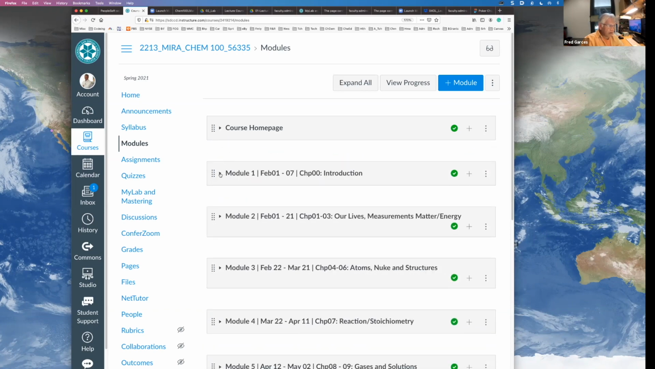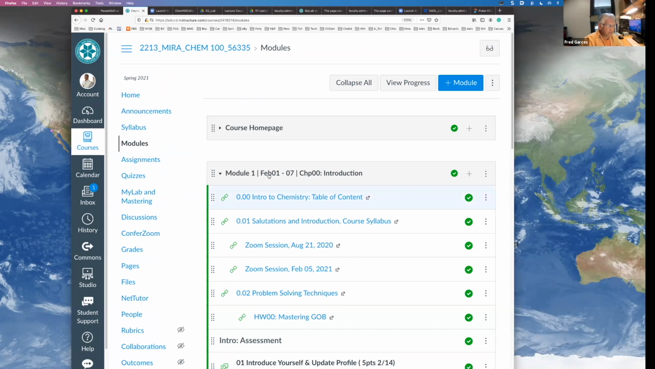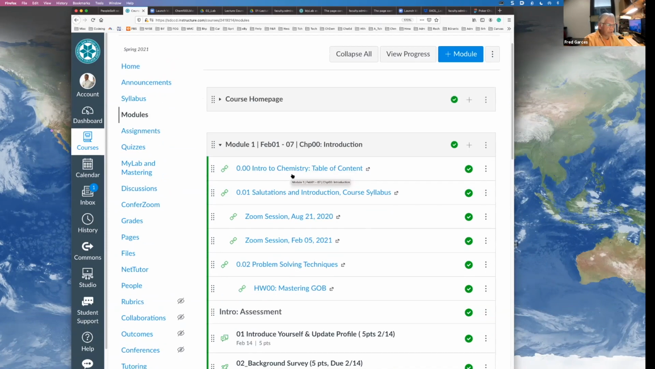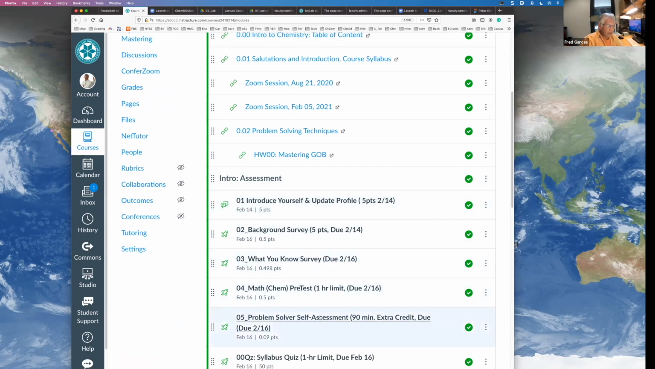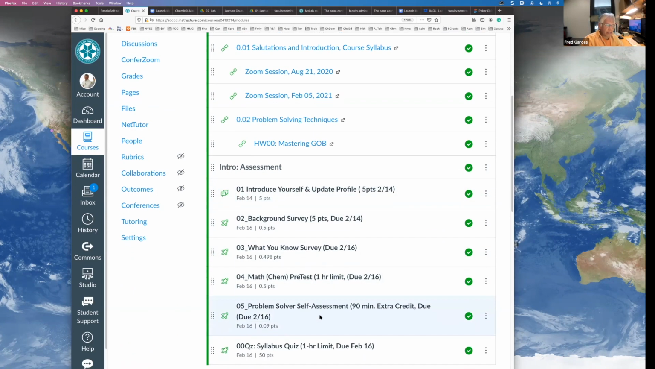But right here under module 1, which takes us from February 1st to February 7th, that's the first week, which was last week. You'll see at the very bottom here, a collection of extra credit. And you want to do these if you want the 5 points bonus. If you don't want them, fine. But you notice these things are due Sunday. So if you want the bonus points, then please participate and do these.